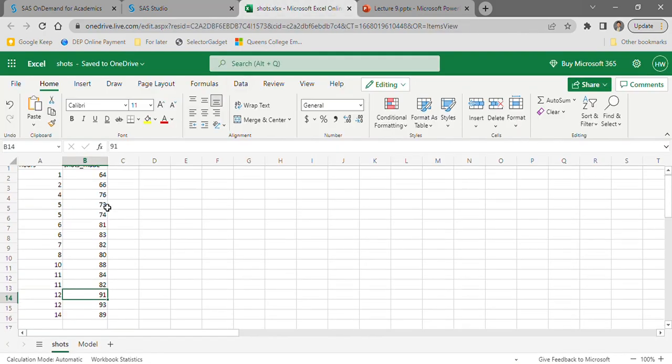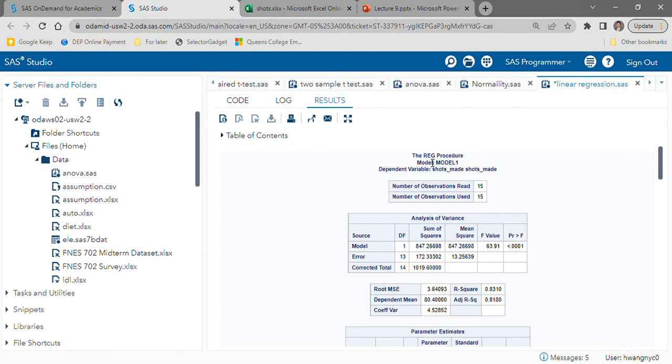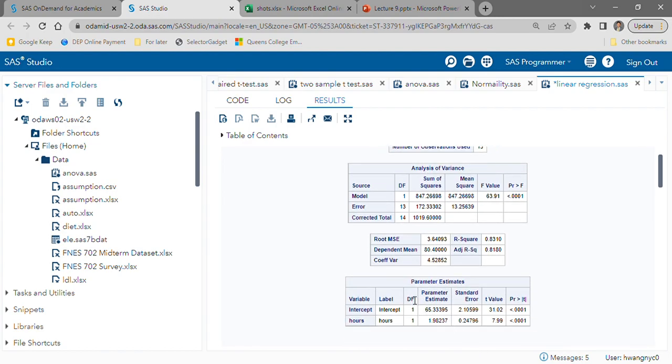Let's come back to our dataset. You'll see that we have 15 values, and a quick way to look is just to look down here. You see count equals 15. Notice it also gives you the average and the sum in this lower area right here. Okay, very good, so 15 is correct. Here are our parameter estimates. Notice that our intercept is 65. That means our formula starts at 65.